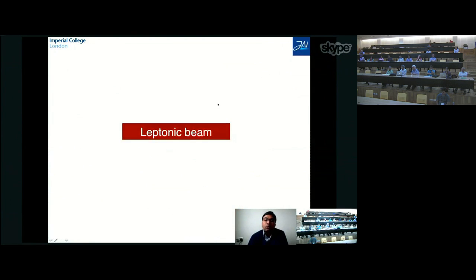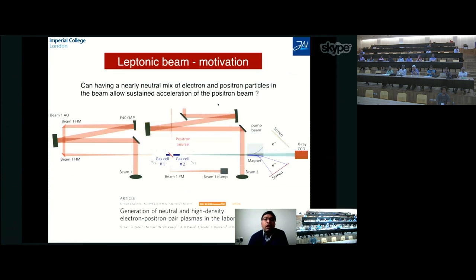So let's quickly move on to the other idea of using a leptonic beam. In the leptonic beam, the main motivation is whether having a nearly neutral mix of electrons and positron particles in the beam allows sustained acceleration of a positron beam.